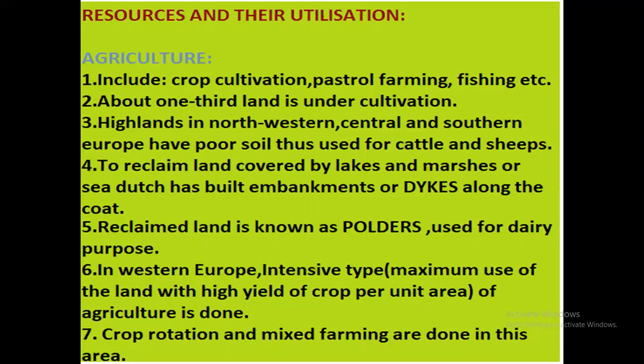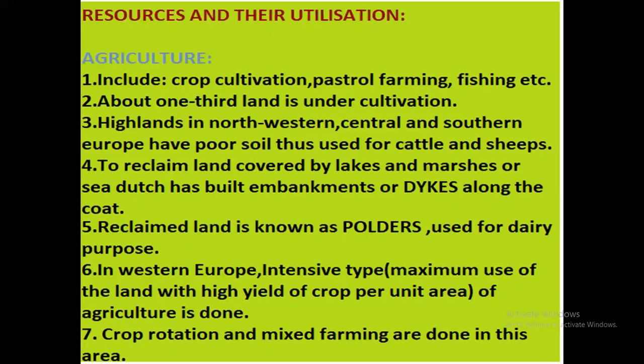About one-third of the land in Europe is under cultivation itself. That means not so much of the land is available, but a moderate quantity is. So about one-third of the land is available for cultivation.